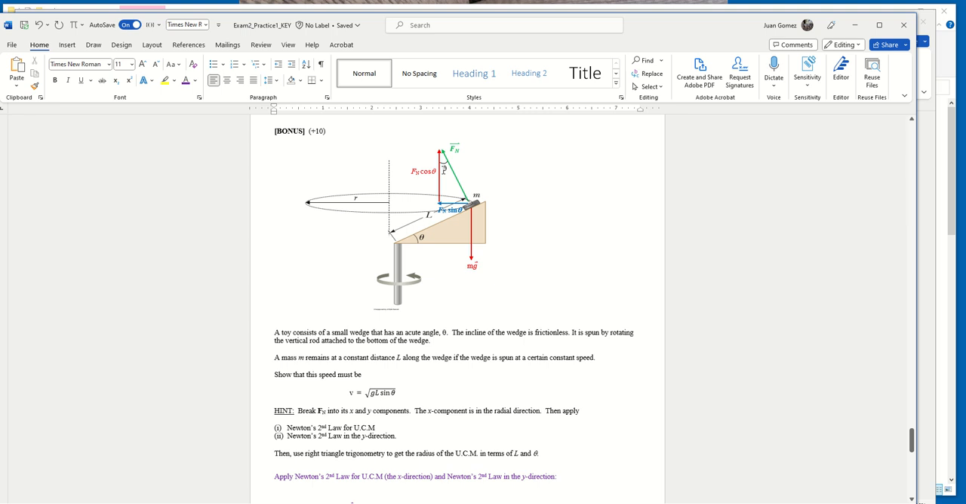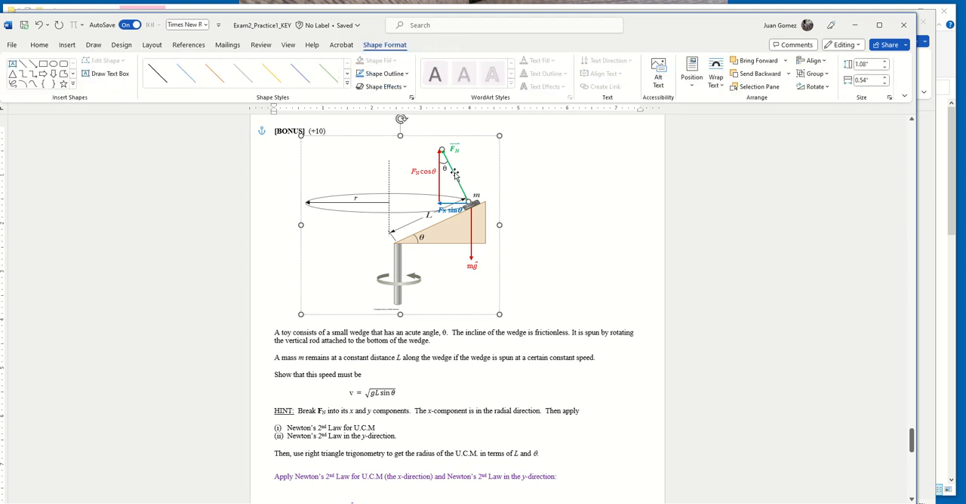Here's my sketch, and here's the mass M. I want to draw all the forces acting on the mass M. There's the weight, mg, pulling straight down. Now there's the normal force, Fn, that's the force of the wedge on the mass. Notice I've taken great care that the green normal vector Fn is clearly perpendicular to the wedge, i.e. to the incline.